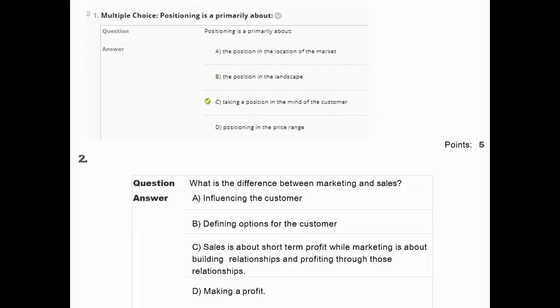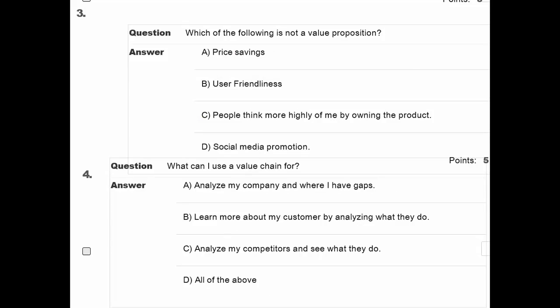What is the difference between marketing and sales? This goes back to the first lecture. And so marketing and sales, it's about influencing. You're trying to control the options they think about. But sales is about short-term profit, while marketing is about building relationships. And the thing is, marketing and sales are both about eventually making a profit. It just depends on the time scale.